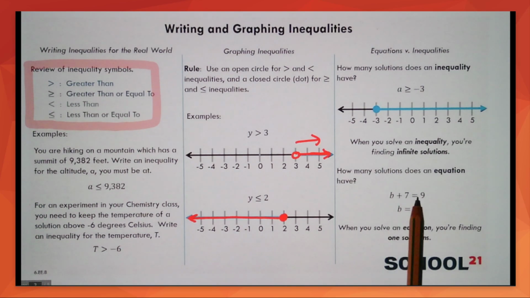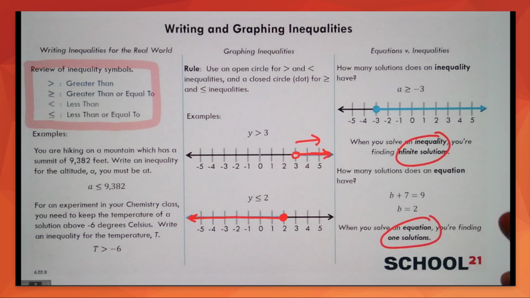When you have an equation, like this example here at the bottom, there is only one value that it could possibly be that will satisfy that equation and make it true. Something plus 7 equals 9, okay? Well, there's only one thing that the something could possibly be. It has to be 2, because if it was 3, then the answer would be 10, and it wouldn't work. So that's the difference. An inequality has an infinite number of solutions, and an equation only has one solution.